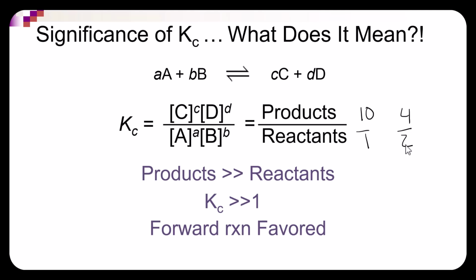So if the concentration of products is bigger than the concentration of the reactants, that means that this reaction is going to push towards the product side. That's going to be kind of the favored side, or that's where we're going to see most of our concentration. So forward reaction is favored. Doesn't necessarily mean it's a fast reaction. It just means once equilibrium is established, we'll have more products than reactants.